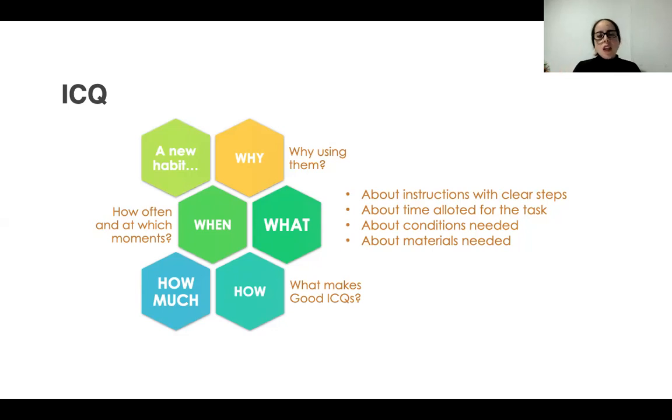Now, what are ICQs? ICQs can be the following types: about instructions with clear steps, which means that something like "write an essay" is not an instruction, that is just a task. The instruction has to be divided into steps.